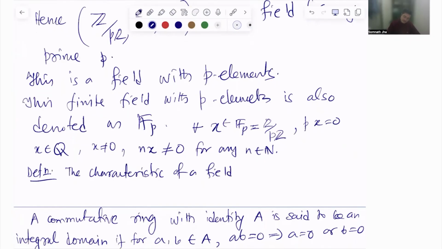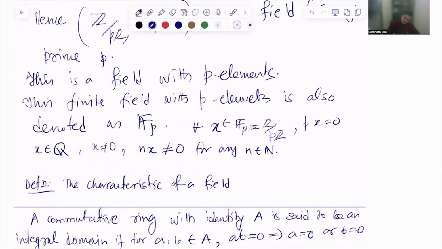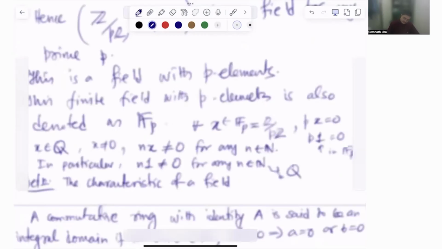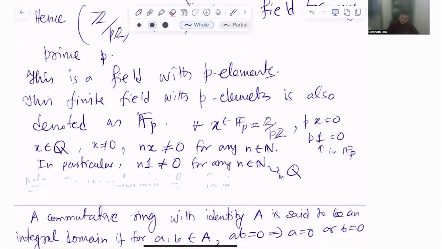So even before going to this definition, we see that in particular here, p times 1 equal to 0, and here n times 1 is not equal to 0 for any n in N. This one is in F_p, and this one is in Q, right? This is happening in Q. So sometimes in some fields, if I keep adding the multiplicative identity, then after some stage it becomes equal to 0. In other fields it is never equal to 0. Okay, so this prompts this definition.